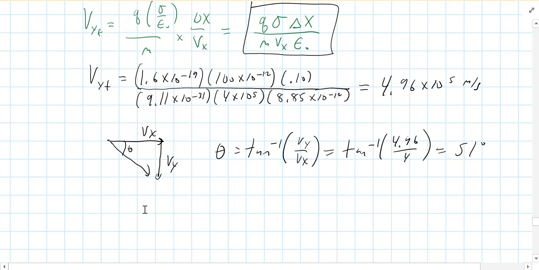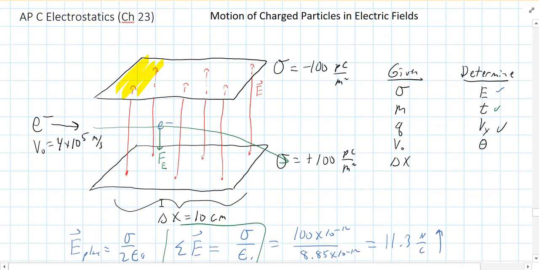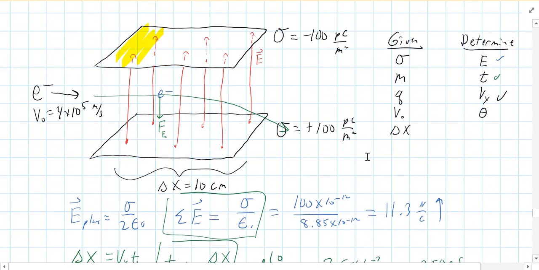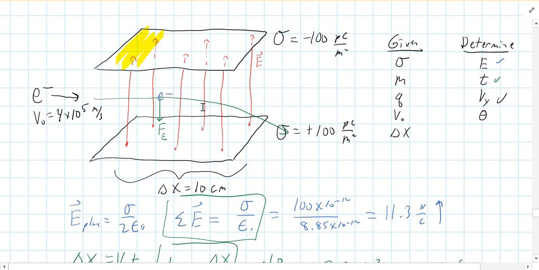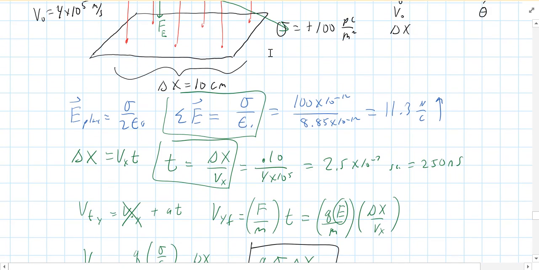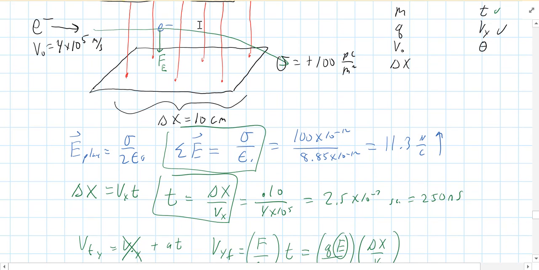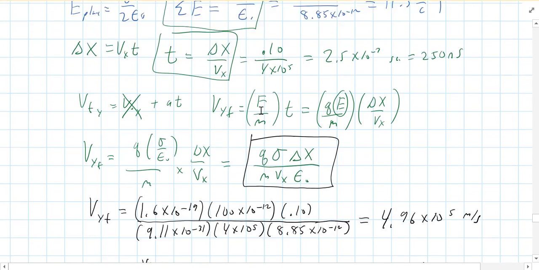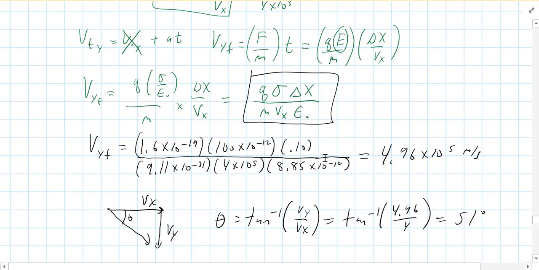So this example incorporated a lot of things, right? We figured out the electric field, both conceptually and then a mathematical number for the electric field that's created by these two plates of charge. Then we figured out how long it would take the electron to get through them. We figured out the electron's acceleration downward, and then what that would make the final vertical velocity, just like in projectile motion. And then we found the final angle it leaves at.